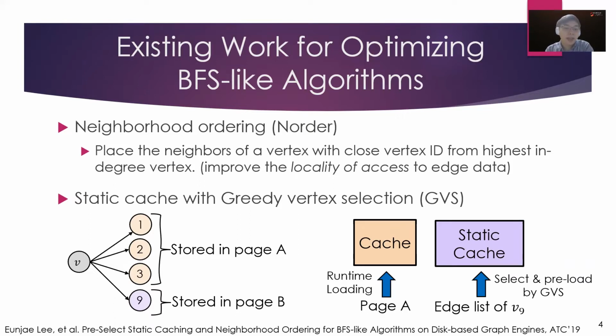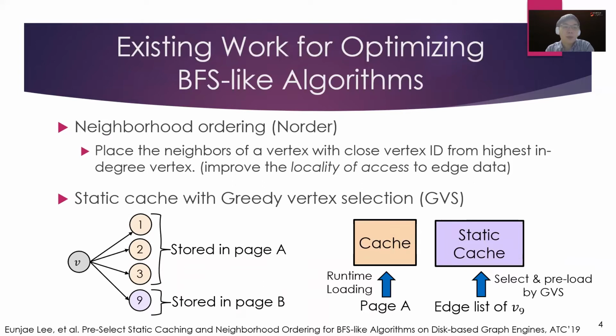By doing this, the attributes of the neighbors will be stored closely in the storage. The ordering repeats this step starting from the highest-degree vertex, because high-degree vertices are likely to be accessed early in the BFS-like algorithm. By doing so, it helps to improve the locality of access to the edge data.